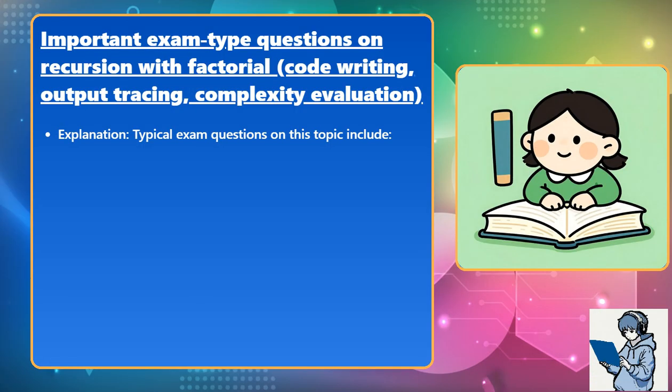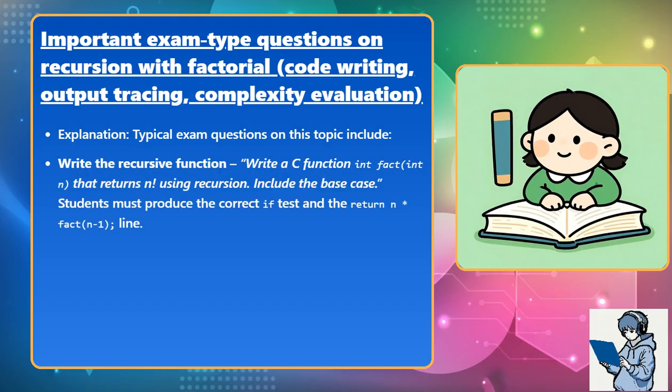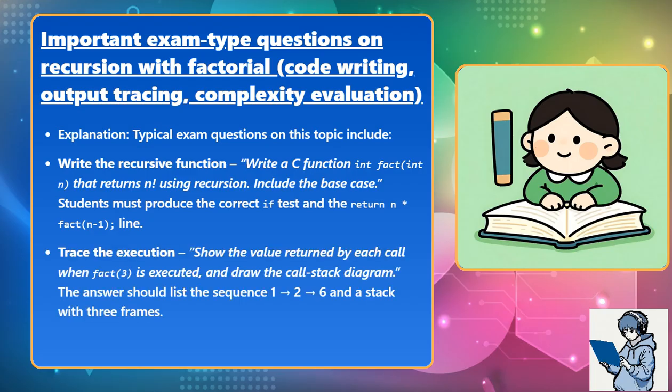Explanation: typical exam questions on this topic include: write the recursive function. Write a C function int fact(int n) that returns n factorial using recursion. Include the base case. Students must produce the correct if test and the return n times fact(n minus 1) line. Trace the execution: show the value returned by each call when fact(3) is executed, and draw the call stack diagram. The answer should list the sequence 1 to 2 to 6 and a stack with 3 frames.